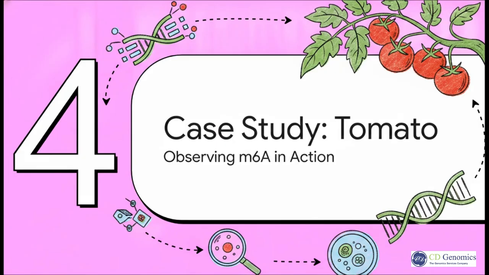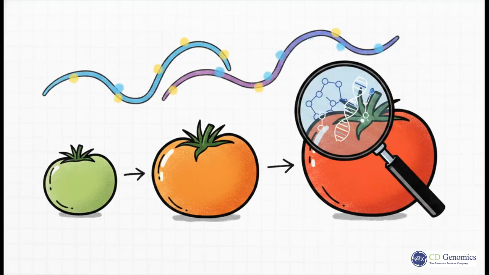Section 4. Case Study. Tomato Ripening. Observing m6A in action. Let's move on and see how this builds into a tangible scenario. We're going to apply this exact workflow to a really fascinating, non-clinical, real-world example in plant biology to see m6A in action. Take a look at this landmark 2019 study published in Genome Biology.